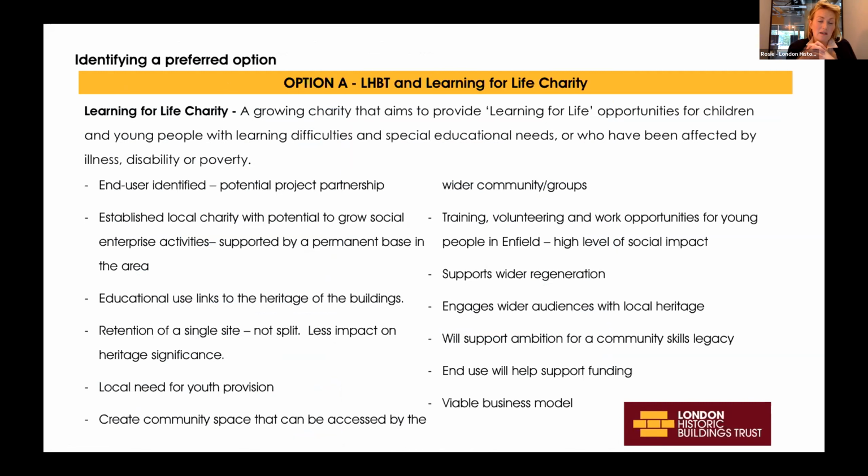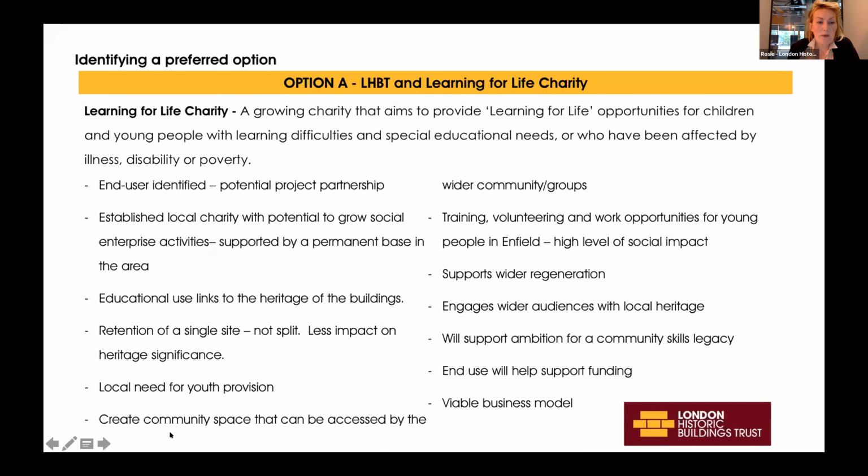So this charity is a local charity. It provides opportunities for children and young people with learning difficulties and special educational needs, or who've been affected by illness, disability or poverty. And just to give you a real overview of why this came through as our preferred option. Firstly, it was a really clearly defined end user and a strong potential for a project partnership. This represented an established local charity with the potential to grow their social enterprise activities, which would be supported by a base in the local area.